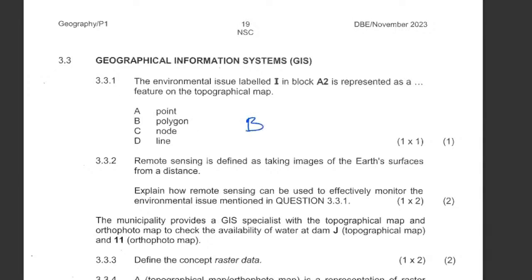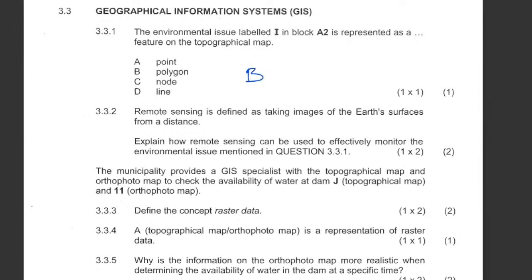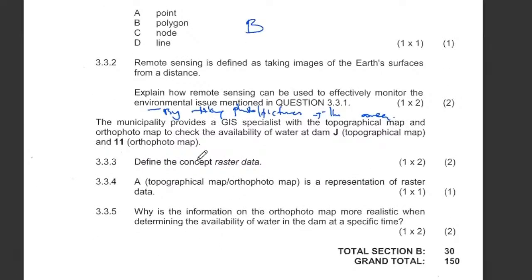Remote sensing is defined as taking images of the Earth's surface from a distance. Explain how remote sensing is effectively used to monitor this. This is by taking photos, pictures of the area. By taking photos or pictures of the area. Right? You can take it only when you are in the distance, when you take a picture. Okay.